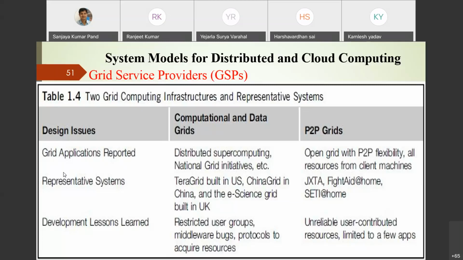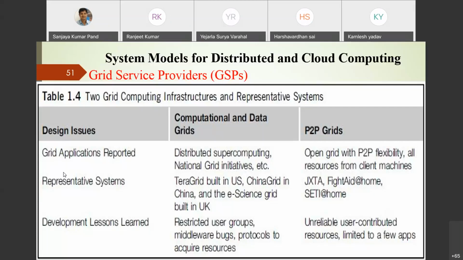These are taken from the client machines. So examples of your computational grid: you know that there is TeraGrid or China Grid. The UK also uses the eScience grid, which is an example of your computational data grid, and SETI@home or Fight AIDS@home belongs to the P2P grid.